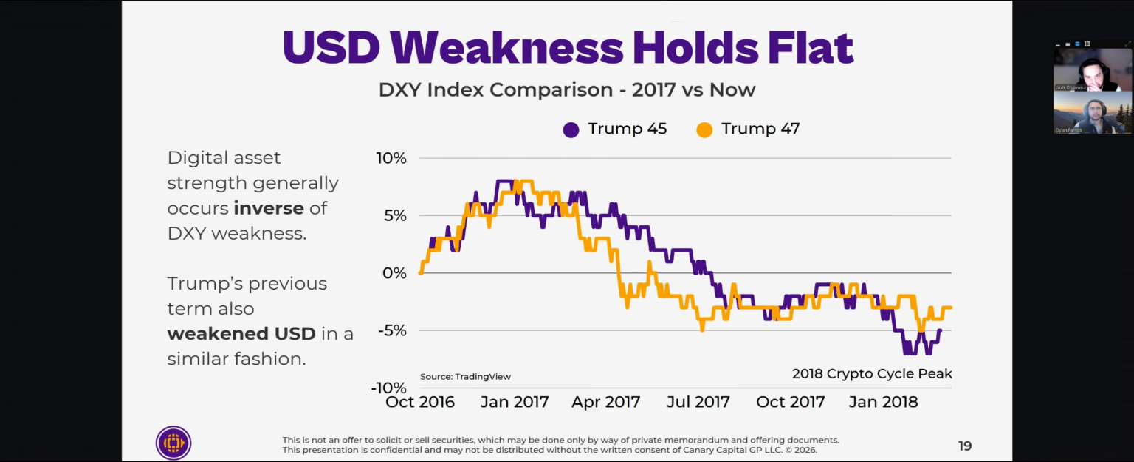Another catalyst, this sort of plugs into M2 and global liquidity as well, is the US dollar. US dollar weakness followed a similar path to Trump's first term in the purple there. And at this point, at least in 2018, as you saw with the cycle chart, the cycle was over by this point, right? And so was the dollar weakness in Trump's first term. Similar here, USD weakness has kind of stopped at the moment.